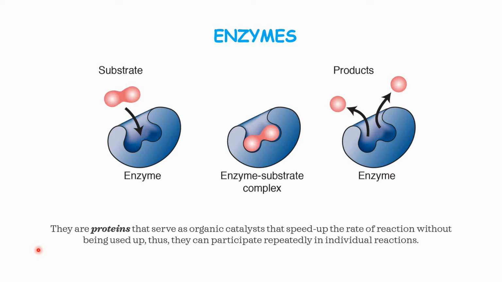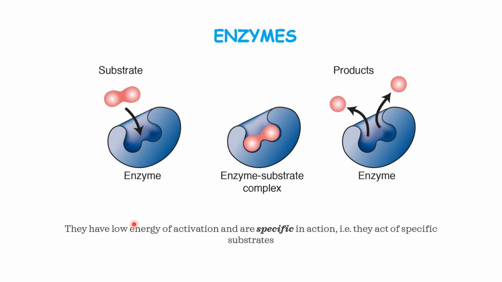Enzymes are proteins that serve as organic catalysts that speed up the process of reaction without being used up. Thus, they can participate repeatedly in individual reactions. So what are they? They are first proteins. And what do they do? They are speeding up the rate of reaction without being used up. And since they don't decay or degrade, nothing changes in them, so they can participate repeatedly in individual reactions.